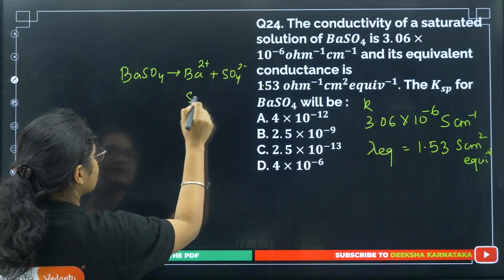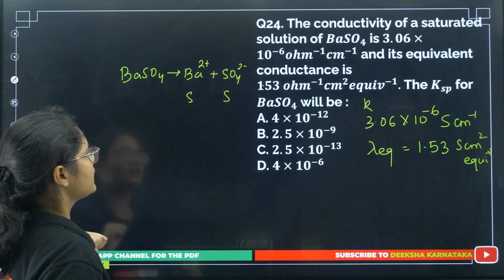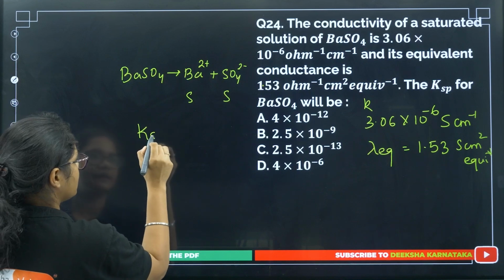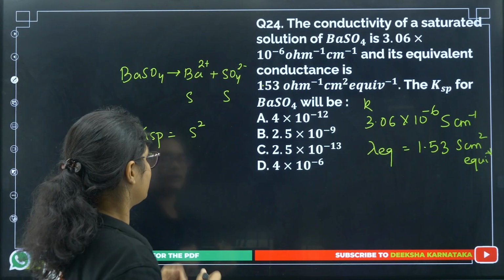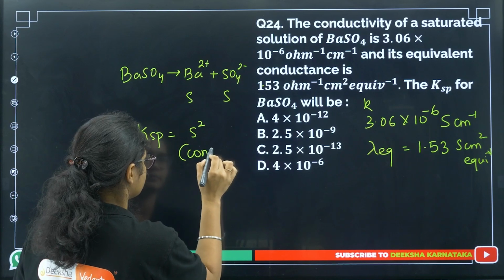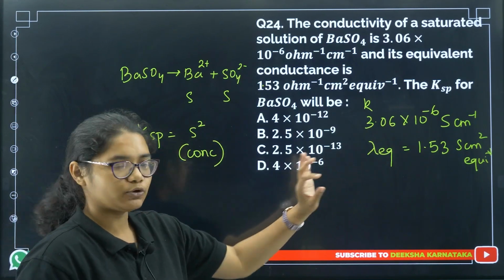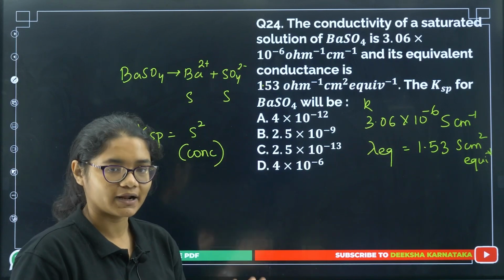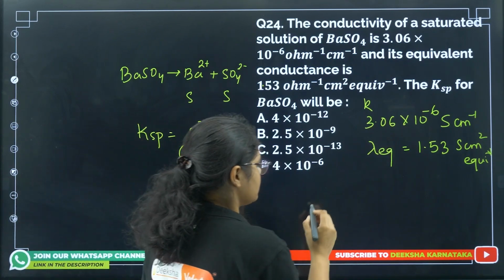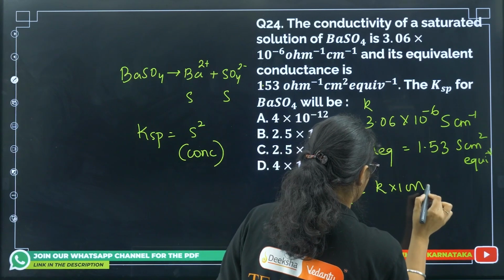Now what is this S? Suppose the solubility of barium is S and of sulfate is S. Then how can I write KSP? KSP is S square. So S is nothing but the concentration, and we need to calculate this concentration from here. Now the formula for lambda equivalent is very similar to lambda m, molar conductivity, so you need not worry here. I can write lambda equivalent is equal to kappa into 1000 by C.